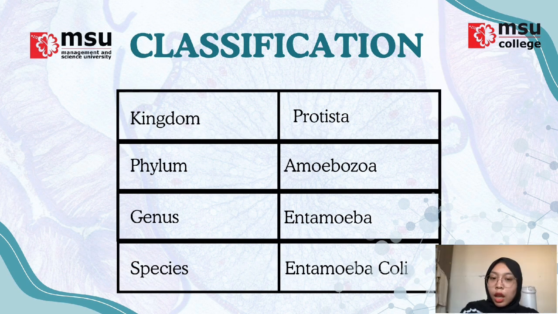Let's take a look at where this organism fits biologically. Looking at its scientific classification, Entamoeba coli belongs to the kingdom Protista and the phylum Amoebozoa. Moving down the hierarchy, its genus is Entamoeba and its specific species name is Entamoeba coli.